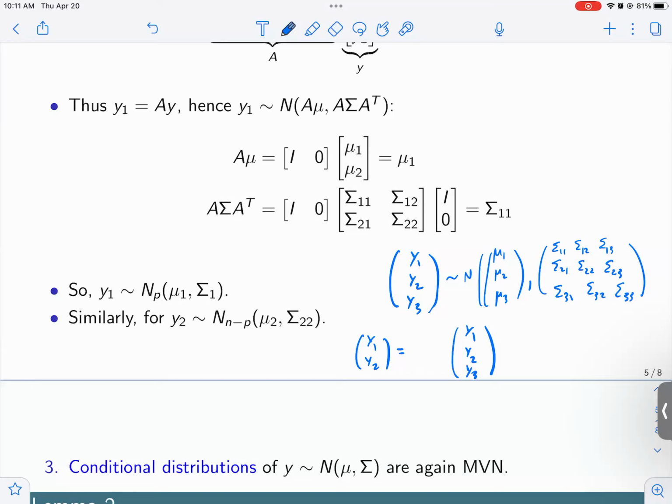Yeah. 1, 0, 0. No, 1, 1, 0, sorry. 1, 1, 0. Yeah. That would give me y1 plus y2. The other way? The column? But the other side is going to be 3. So this has to be 2 by 3. So you have to give me a 2 by 3.